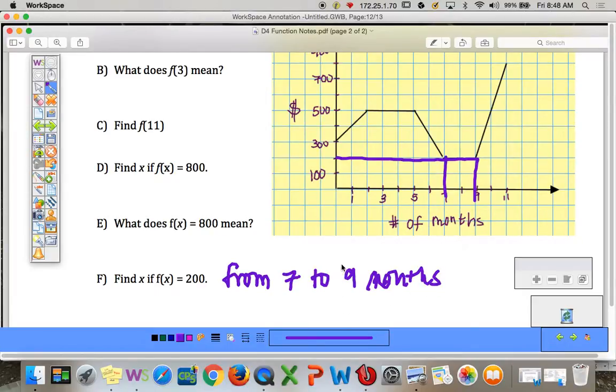Okay, so when you're looking at a graph, if I give you x, start at the bottom, go up and over. If I give you the answer, go over and down.